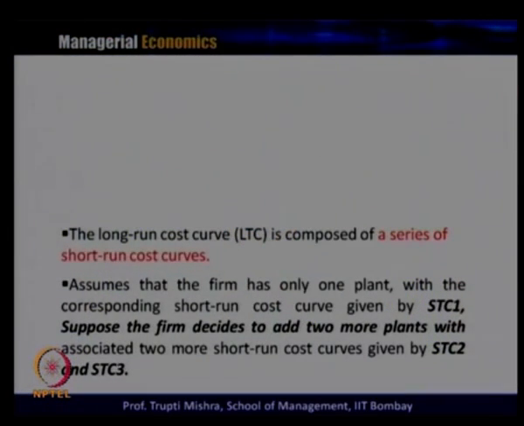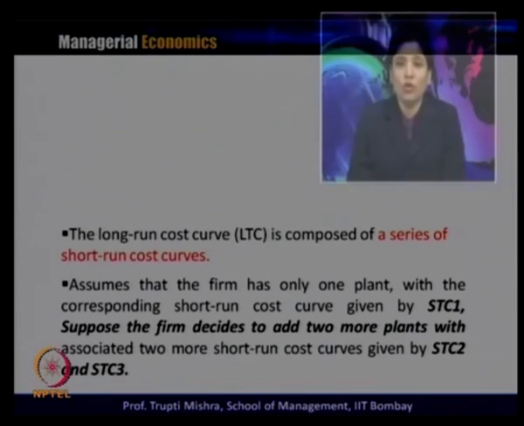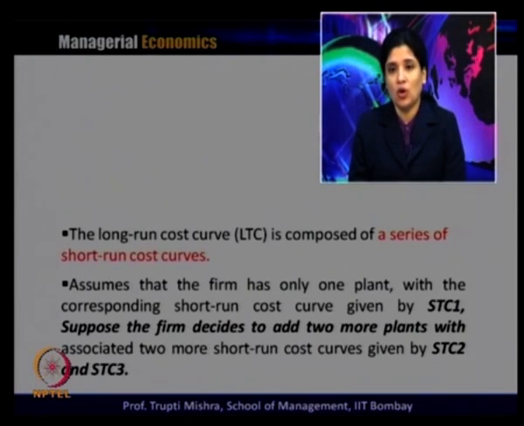Coming to the cost curve of the long run total cost, or the long run cost altogether, this is composed of a series of short run cost curves. When you take more than maybe two or three short run cost curves, that gives us the long run cost curve. Assume that the firm has only one plant with the corresponding short run cost curve, suppose STC1, that is the short run cost curve in one period, and suppose the firm decides to add two more plants with two more associated short run cost curves given by STC2 and STC3.